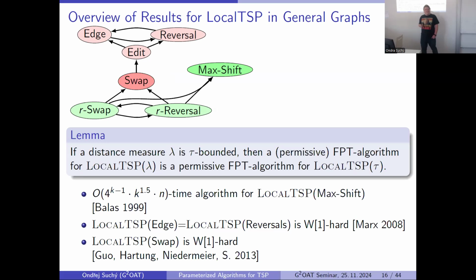So what's true is that if something which is above is solvable in FPT, then everything below it is also solvable in FPT. And the other way around, if something is hard already here, then everything above it is hard. There is an old algorithm by Balázs which shows that with respect to max shift, the problem is FPT. So this is green, and everything below is green. Then Marx showed that edge, which turns out to be the same as reversals, is hard, and we were able to show that already swap distance is hard for general graphs.